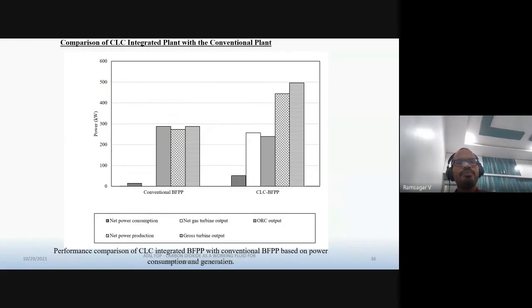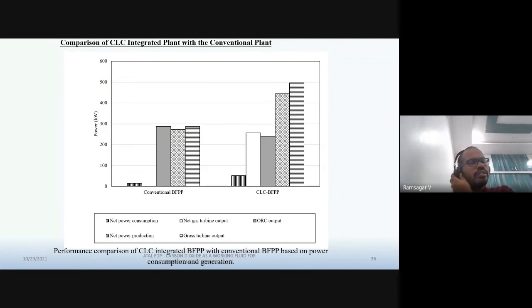So now this is the comparison of different parameters for the conventional biomass power plant and the CLC biomass power plant. Net power consumption is high in CLC because we are using a CO2 compressor. And we don't have any gas turbine in the conventional plant, so there is no power output from a gas turbine, whereas we have significant power production from the gas turbine in CLC. Since we are using only ORC fluid in the conventional plant, the power from the ORC turbine will be high there, slightly less in the CLC integrated plant.